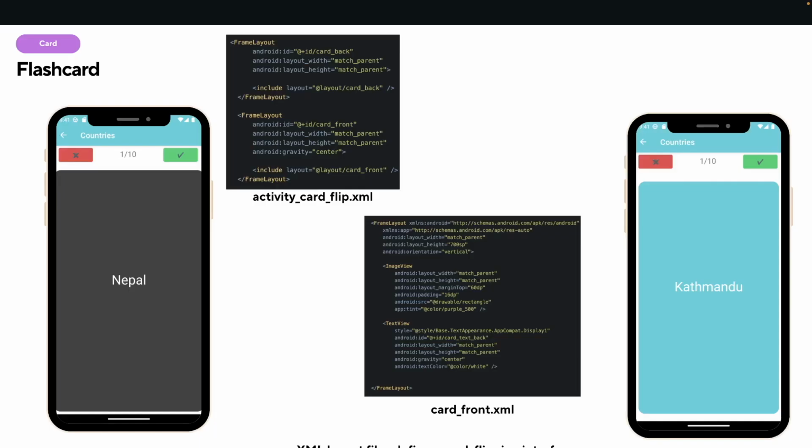Now moving on to Flashcard. So these are the XML layout files. It defines a card flipping interface with a clickable root layout, buttons for feedback, and separate layouts for the front and back faces of the flashcard.